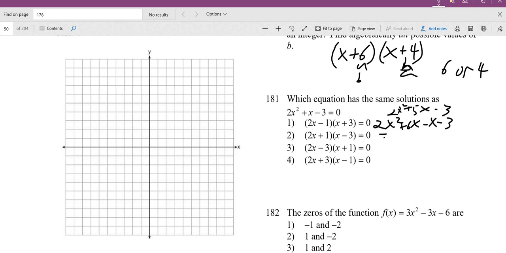No, that doesn't work. Okay, this one comes out to 2x squared minus 6x plus x minus 3, which comes out to 2x squared minus 5x, so that doesn't work. And you could do that for each one of them, and I believe this one will be the answer, right? We'll get plus 3x and minus 2x. That will give us a plus 1x, and you'll get a negative 3 by multiplying those, so the answer would be 4.